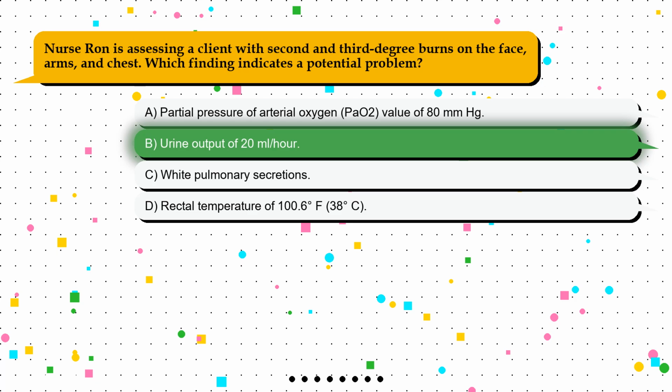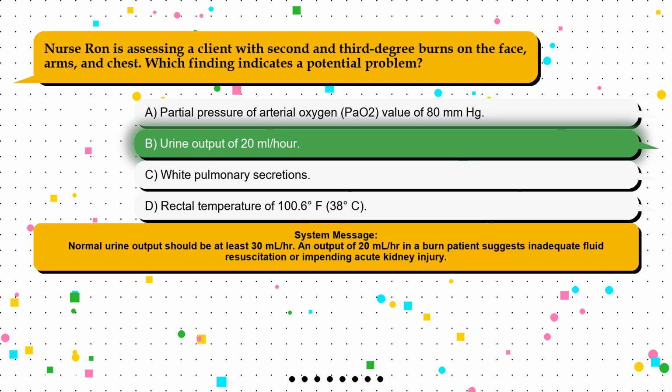The correct answer is option B, urine output of 20 ml/hour. Normal urine output should be at least 30 ml/hr. An output of 20 ml/hr in a burn patient suggests inadequate fluid resuscitation or impending acute kidney injury.